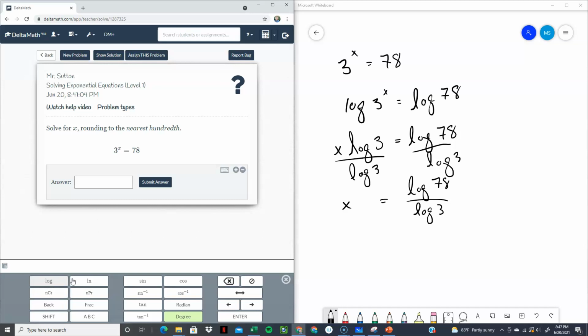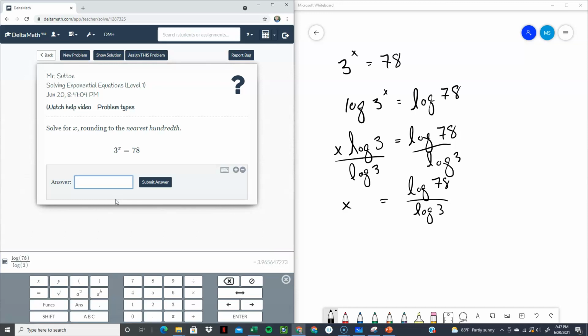So let's do log 78 divided by log 3. And you get 3.965647273. So rounded to the nearest hundredth, that would be 3.97.